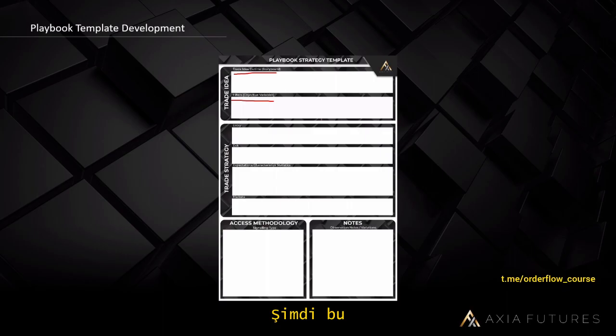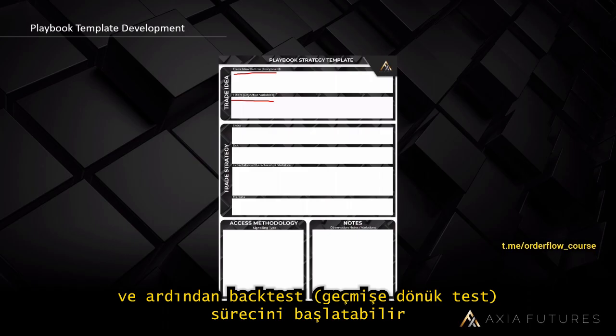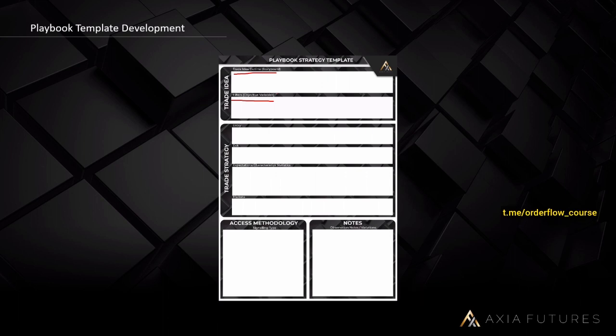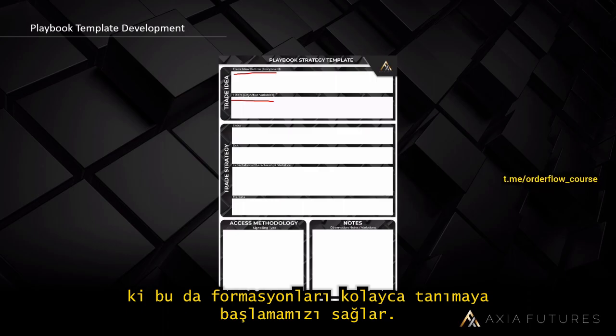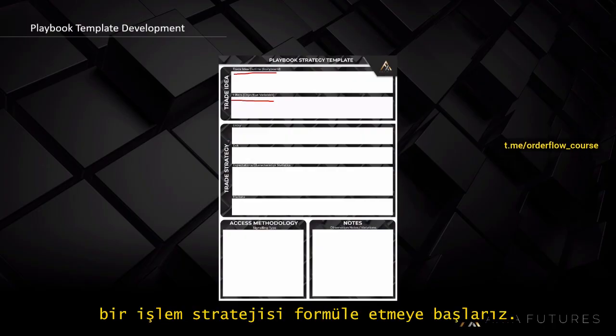Now, with those identifiers, we go back onto our charts, we place these filters, and we can then begin the process of backtesting and developing our strategy through pattern recognition. It's the process of putting an identifier on a chart that allows us to begin to easily recognize the patterns. Now, whilst we're recognizing those patterns, we begin to formulate a trade strategy.